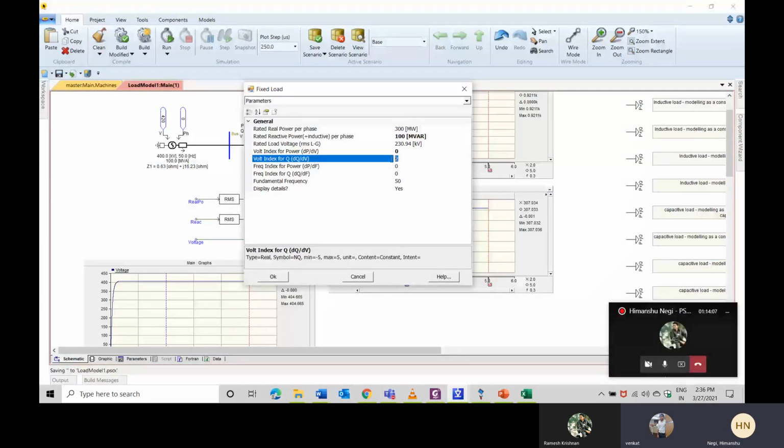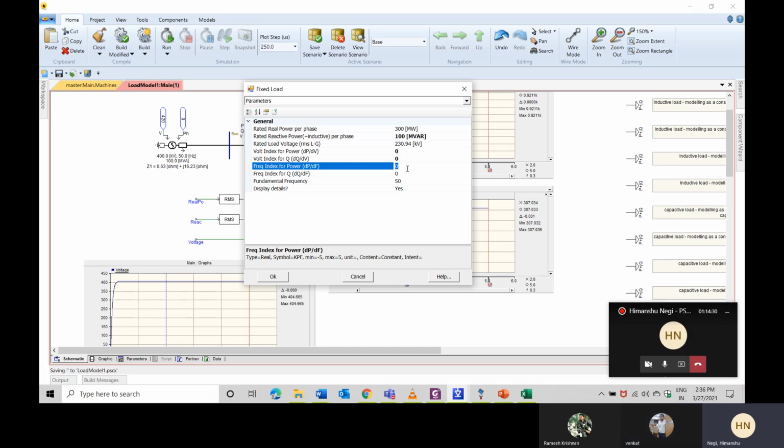Now for the voltage index, the same goes for this also. If I put 0, it is a constant power load. If I put 1, it is a constant current load. If I put 2, it is a constant impedance load. And then what is this frequency index?